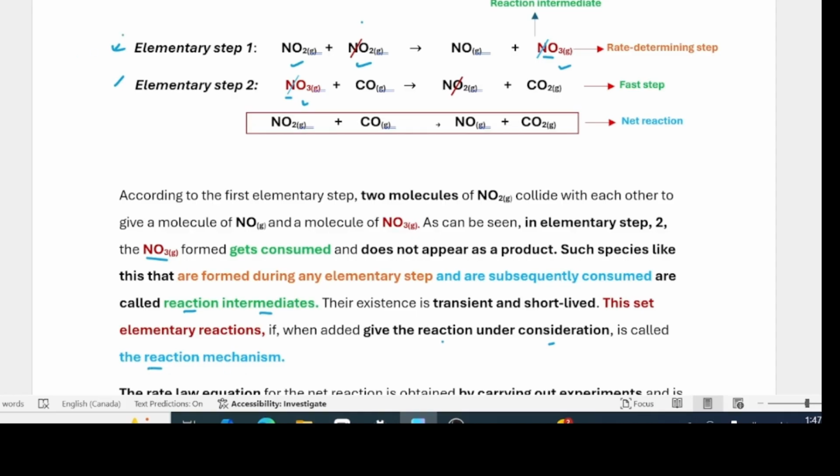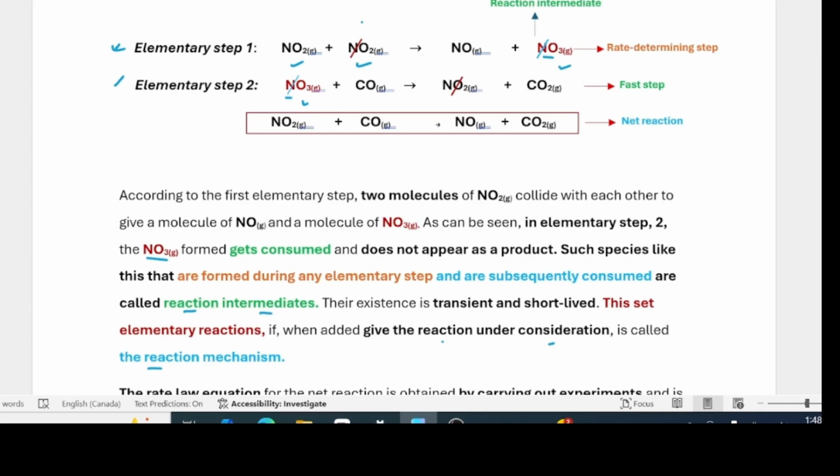So if you have a reaction mechanism and it consists of a number of elementary steps, and you add all the species in those steps, and it produces a net equation or a net reaction, then that is one of the criteria to show that your mechanism is valid.